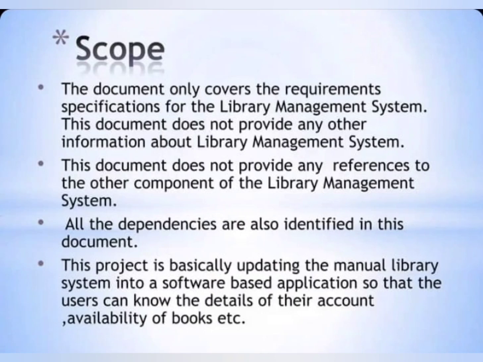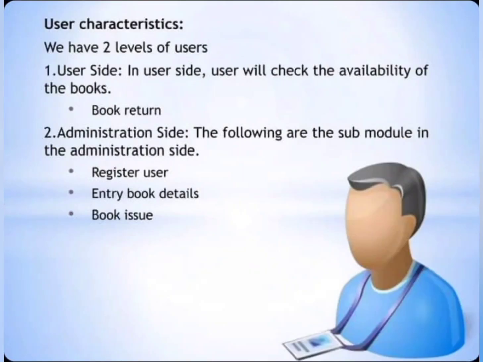The project is basically updating the manual library system into a software-based application so that the user can know the details of their account, availability of books, etc. User characteristics. We have two levels of user. One, user side. On the user side, the user will check the availability of books and book returns. Second one, administration side. The following are the submodules in the administration side: register user, entry book detail, book issue.